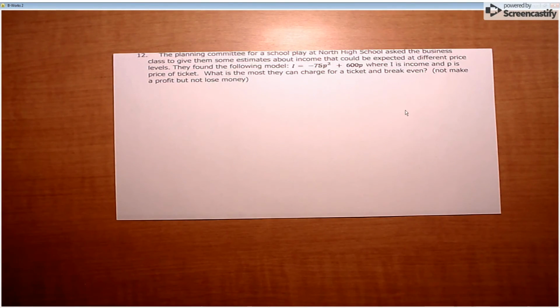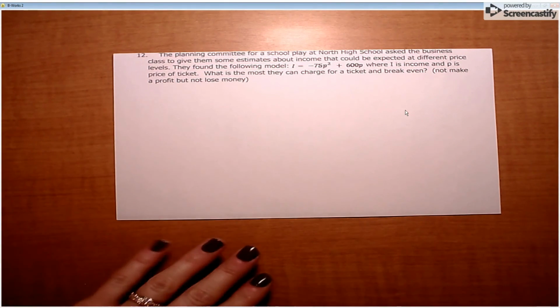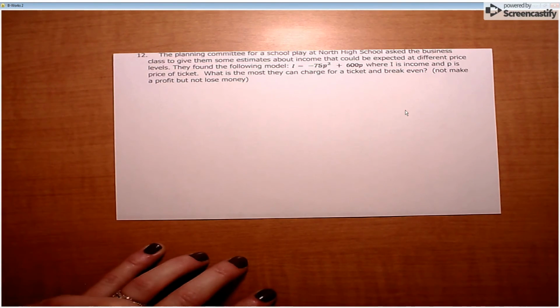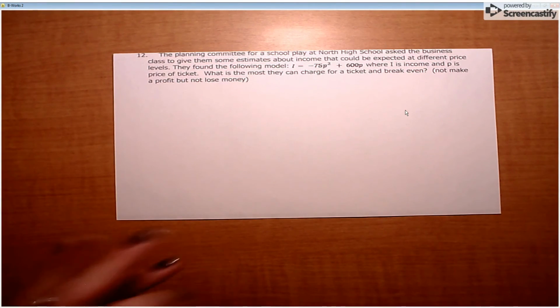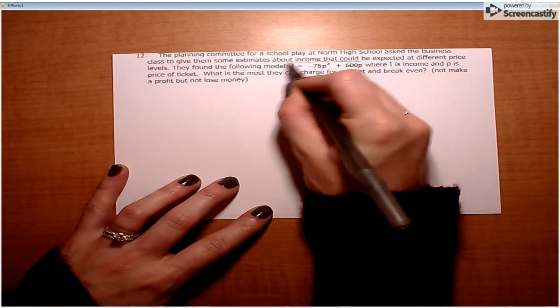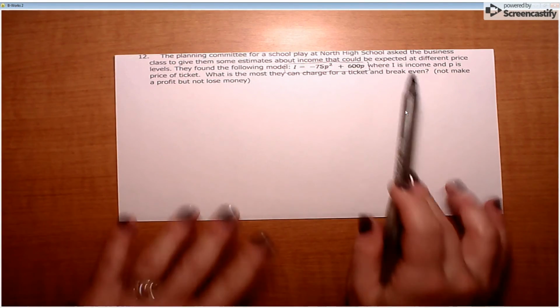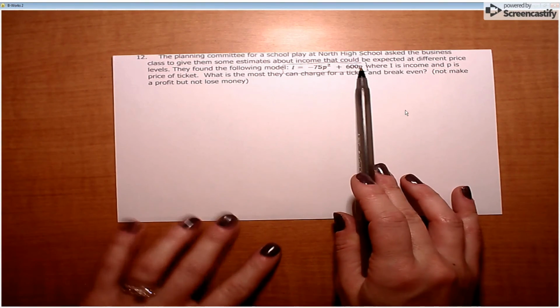So our last question that we're going to do together is question number 12. This question is telling us that we have a planning committee at a high school and they're asking for some help with income that they could receive based on different ticket prices. They gave us an equation here where I is income and P is the price of the ticket.